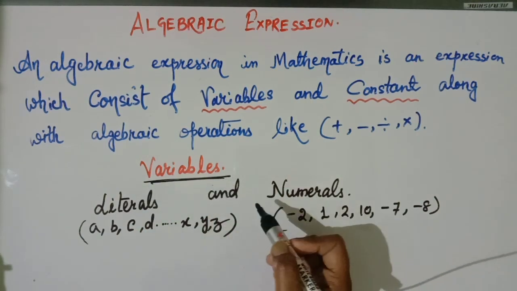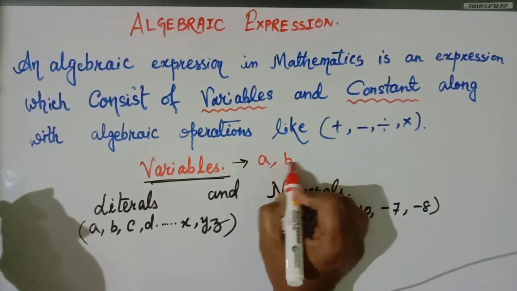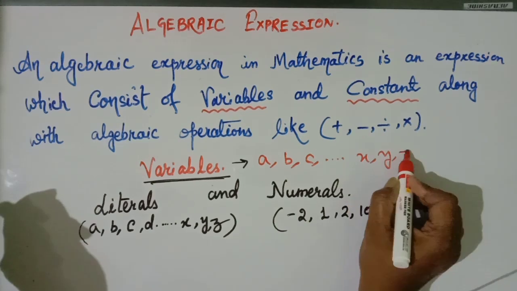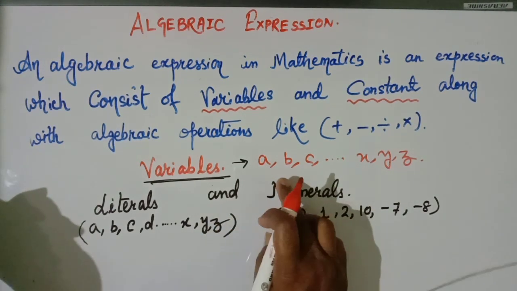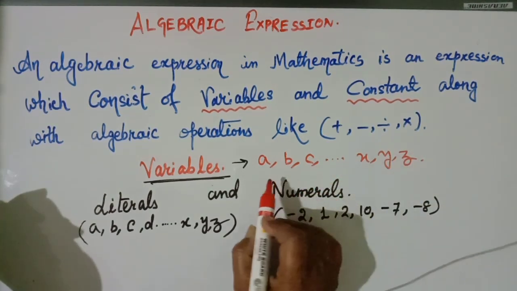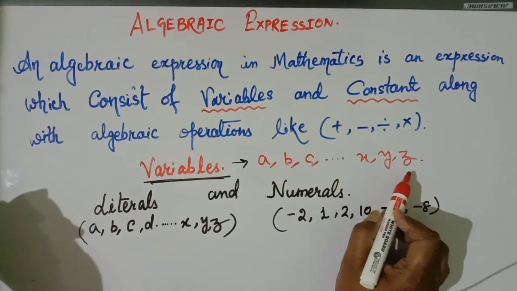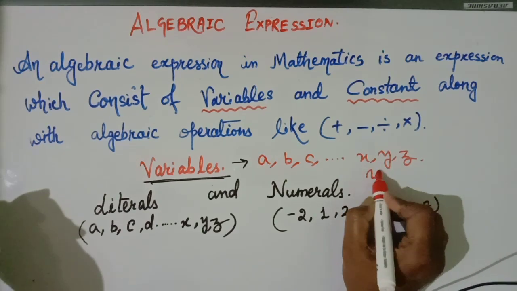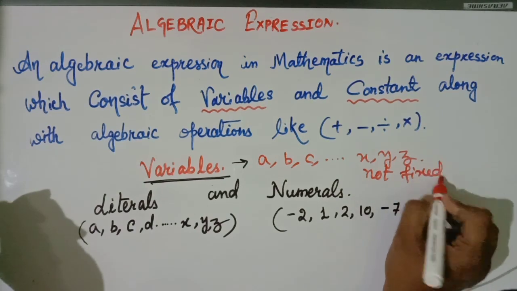Okay, so again come to variables. So what are variables? Variables are A, B, C or X, Y, Z. These literals are denoted as variables. So A, B, C, D or we can write X, Y, Z as variables, and their values are not fixed values.